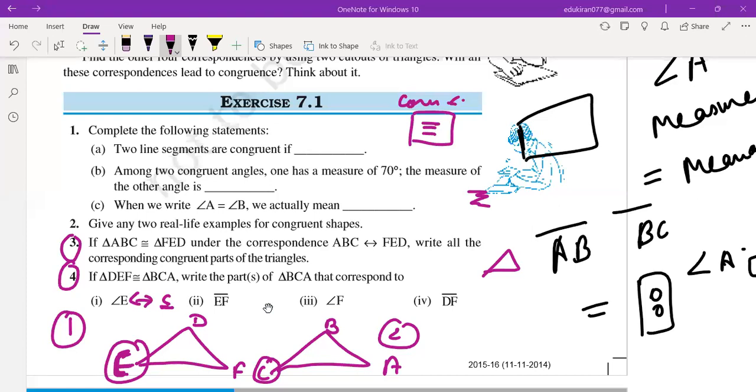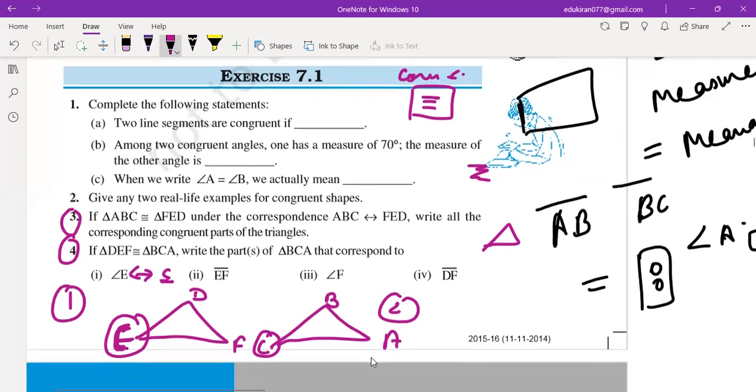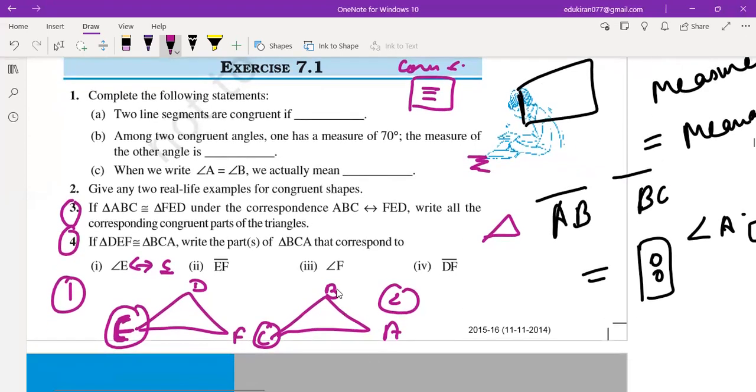Ma'am, or it's AC, line segment, right? Yes. Okay. Angle F, angle A, and angle A. EF, B, right? Or AB, yes. Clear? BCA. The last one would be nothing.